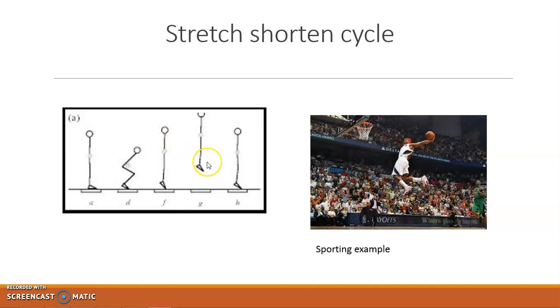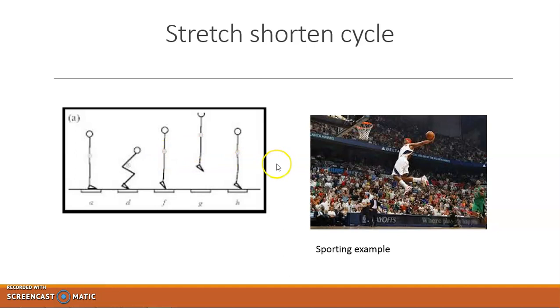And then the concentric stage is when the stored elastic energy is combined with the concentric contraction to produce the energetic jumping motion shown here. So this is the upwards phase, which is concentric, and then the downwards phase is eccentric, and in the middle here, this is the amortization.